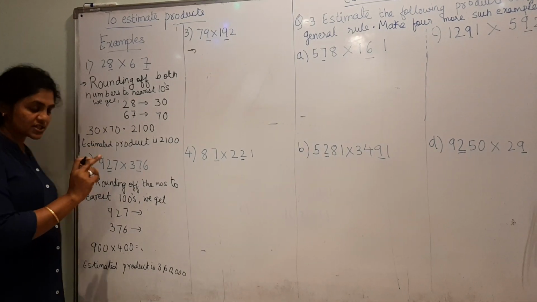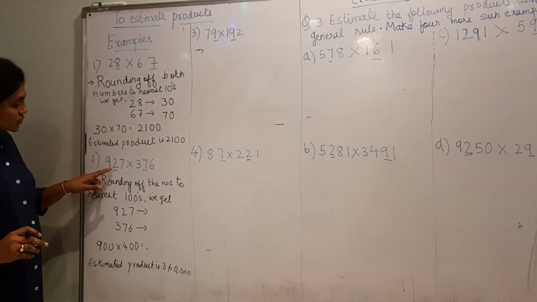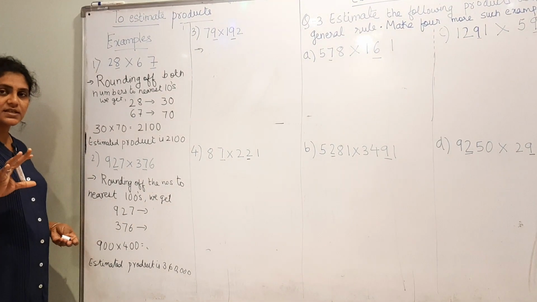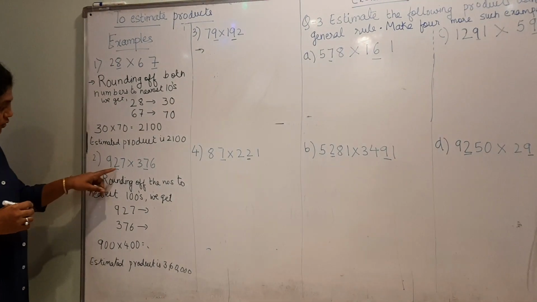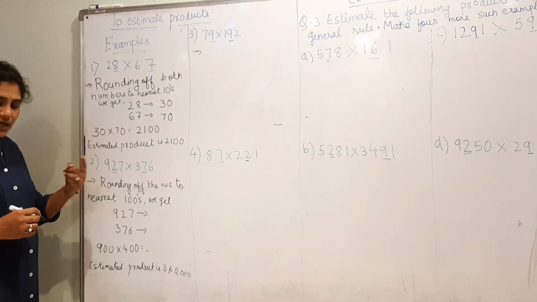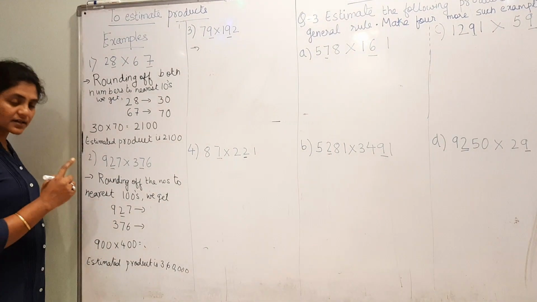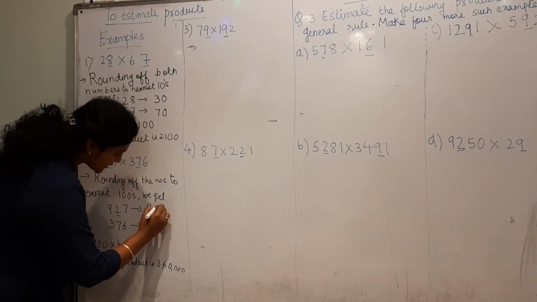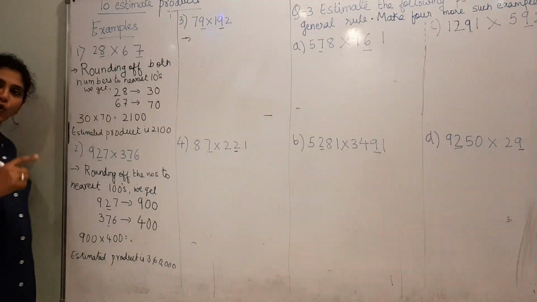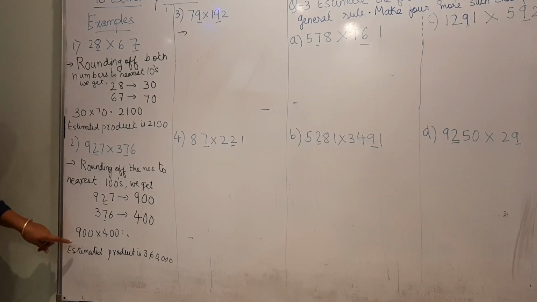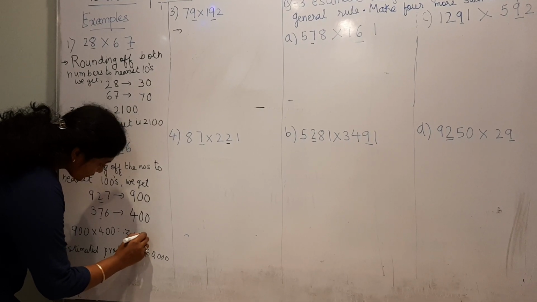Similarly, second question, 927 into 376. These two numbers can be rounded off to the nearest hundreds. If you round off 927 to the nearest hundreds, again looking at the tens place, you will get 900. Here 376 you will get as 400. Multiplied, 9 fours are 36, and again 4 zeros.